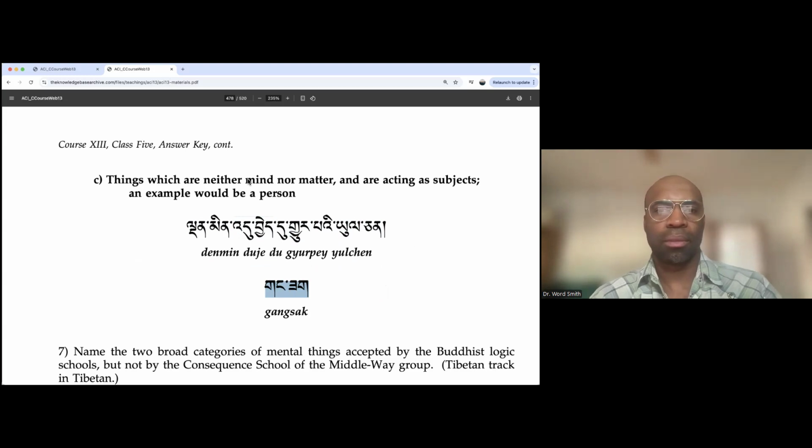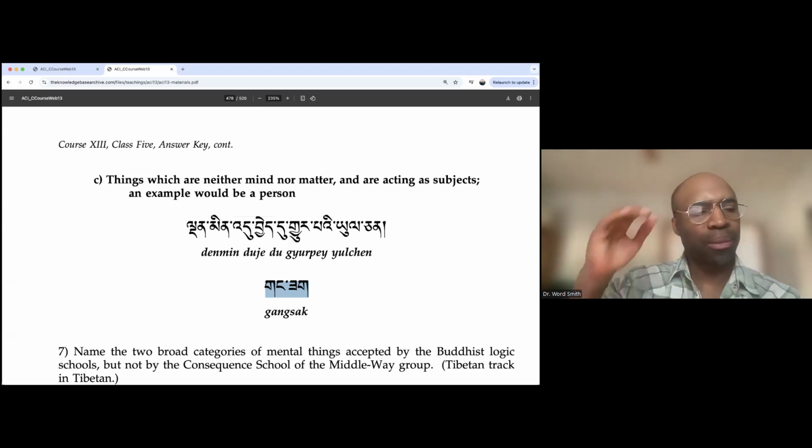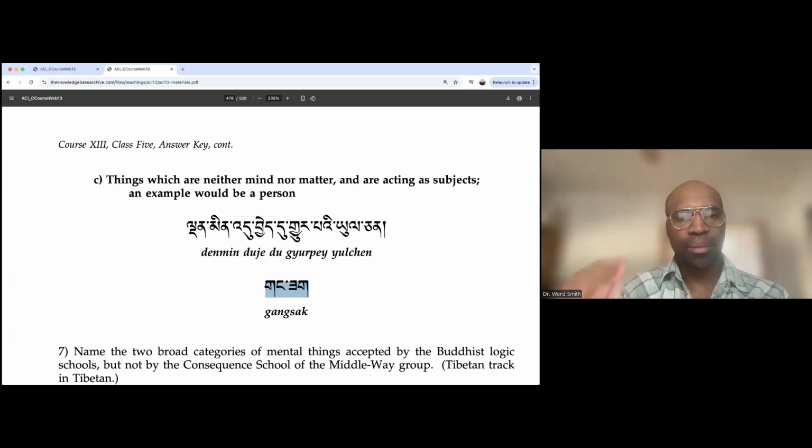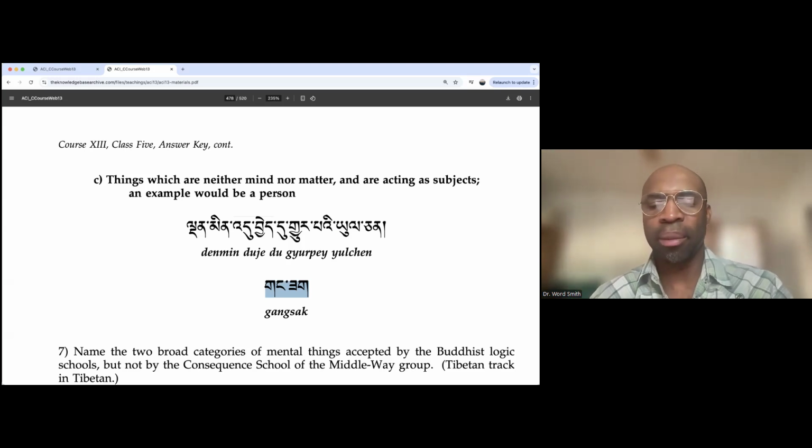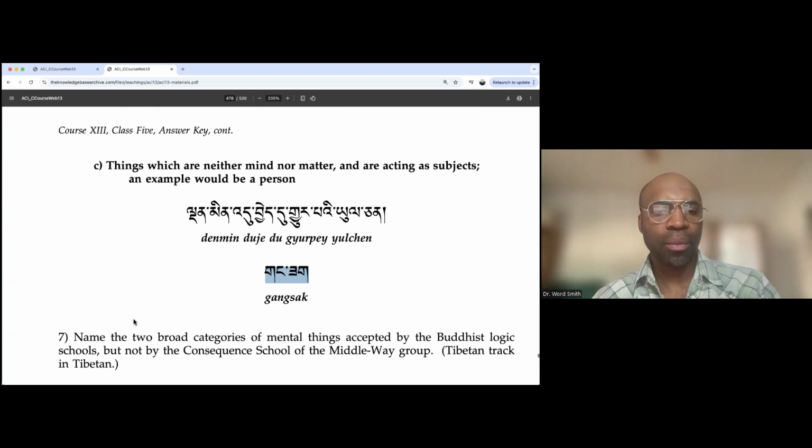Anybody? Duchi. Seeds. They're in the mind, but they're not mind. They create matter, but they're not matter. Okay. We have to keep going because of time.